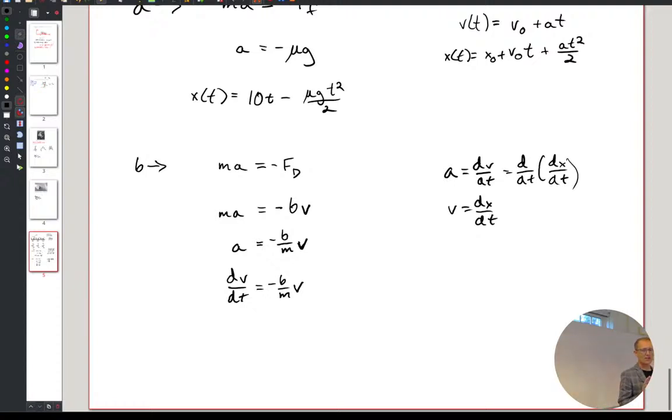I'll let you try that one for a second. See where you're at. And again, B and M are just constants, so we don't have to worry about solving for those. At this point we're just trying to get V as a function of time or something.